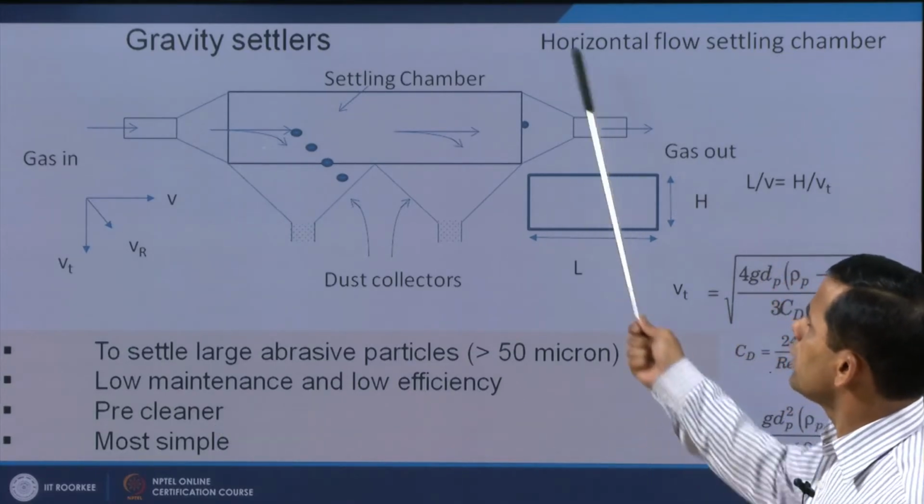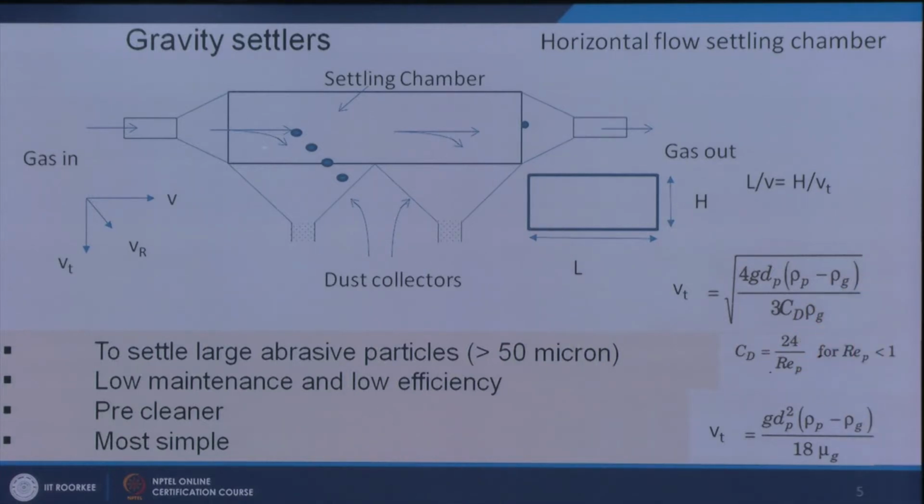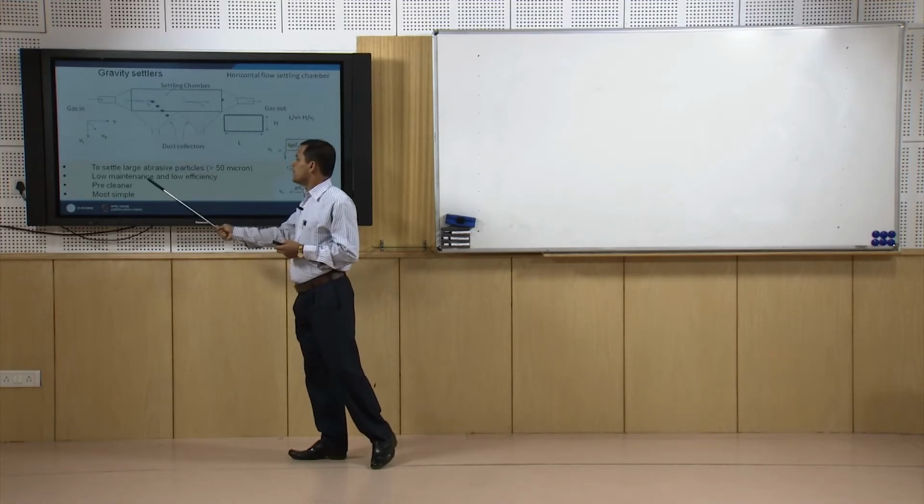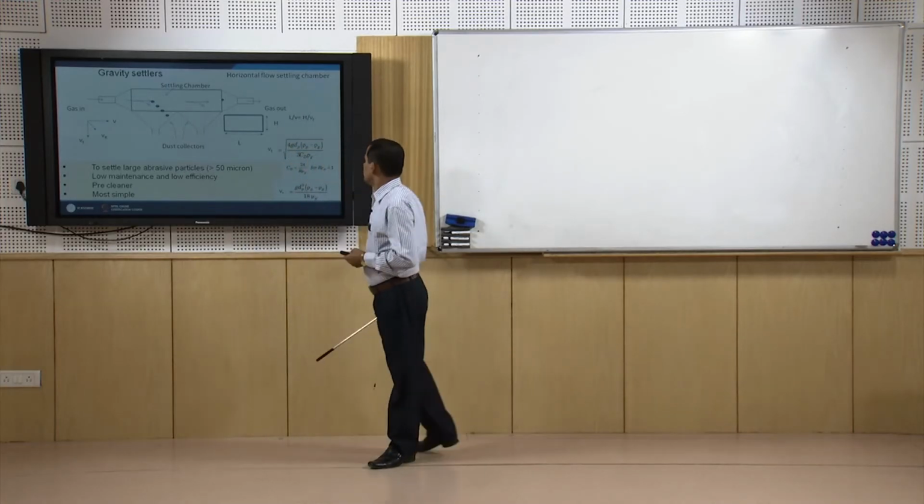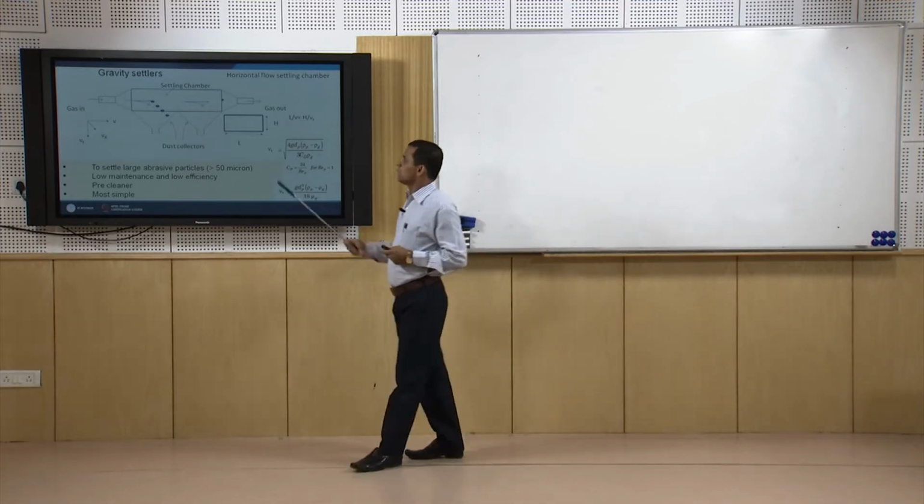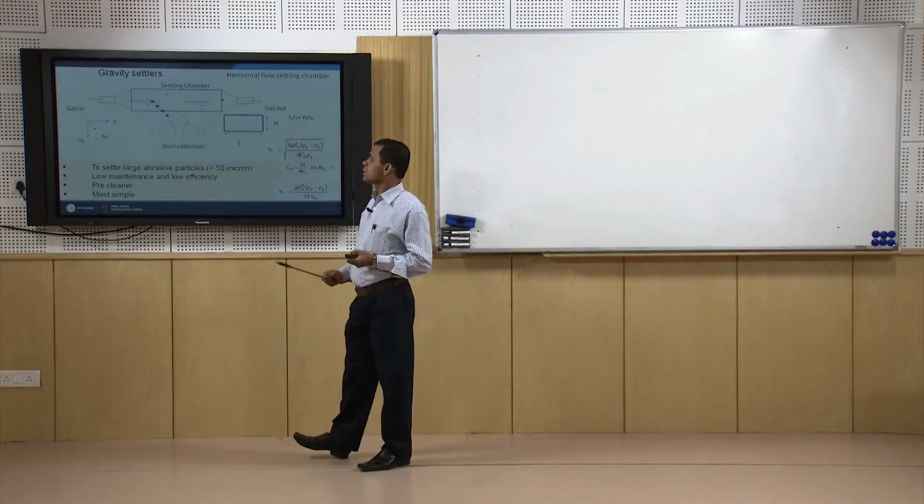But the advantage of this process is that it is a very simple process, the operation is very simple, and its maintenance is very low. Now, we will see how we can design a gravity settler for separating particulates from a gas stream.